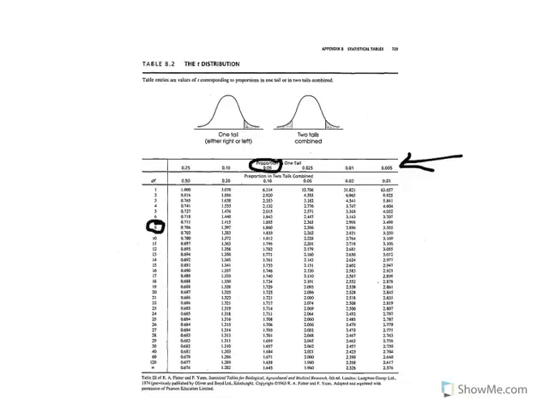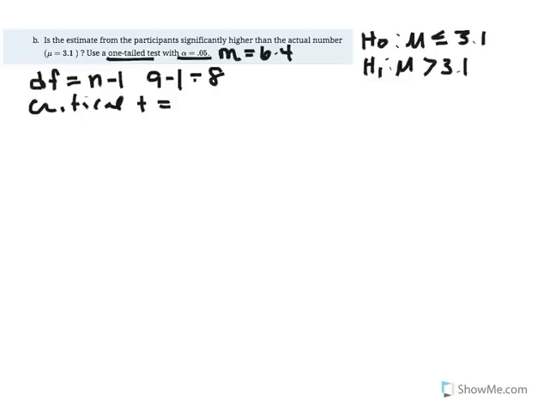So we're going to go over and see where those values intersect. And we find that they intersect at 1.860. So critical t, and it's important to indicate that we're going to focus on one value, the positive version of our critical t, positive 1.860, because again, we're anticipating that it's going to be greater than versus just a difference, as in the case of a two-tailed test.